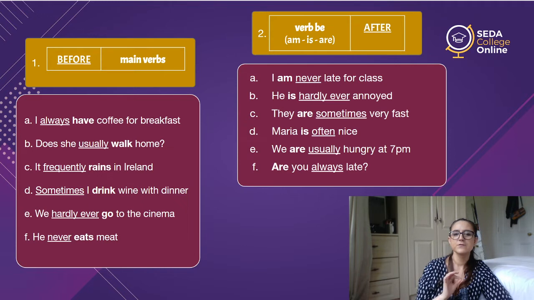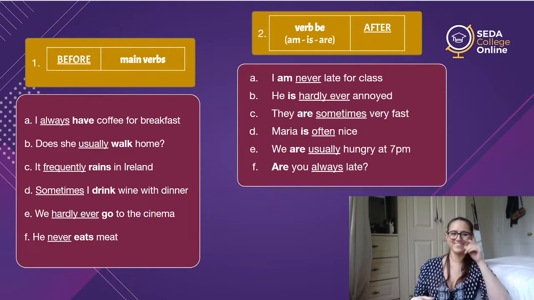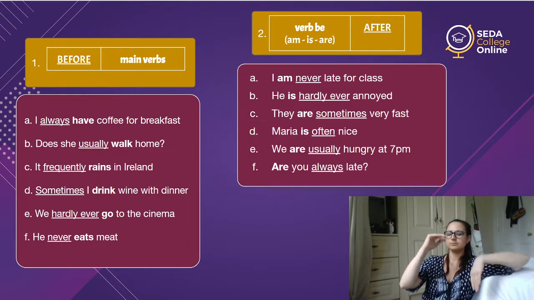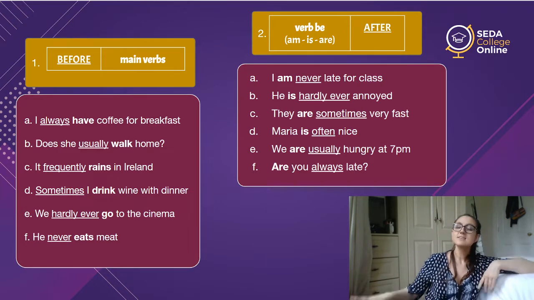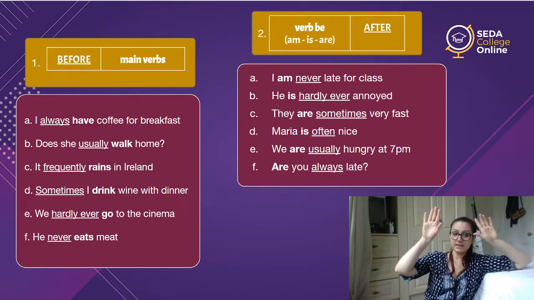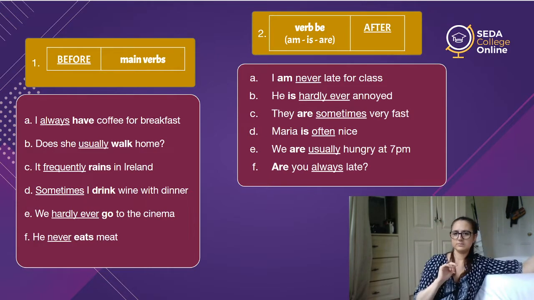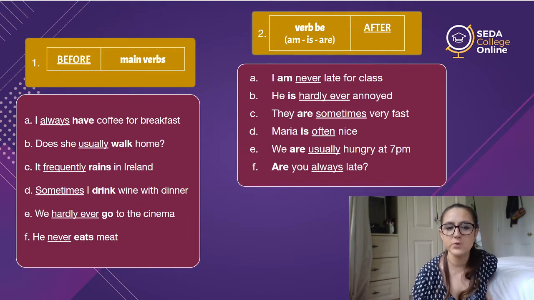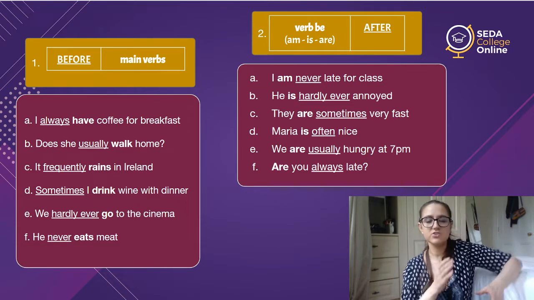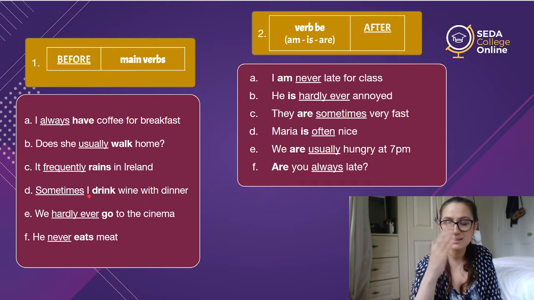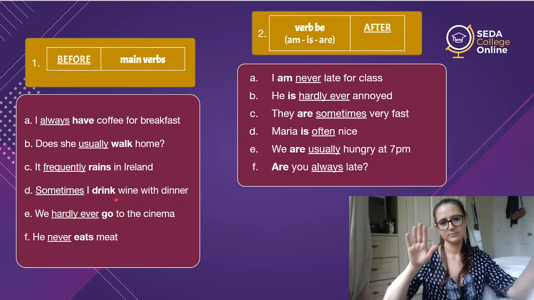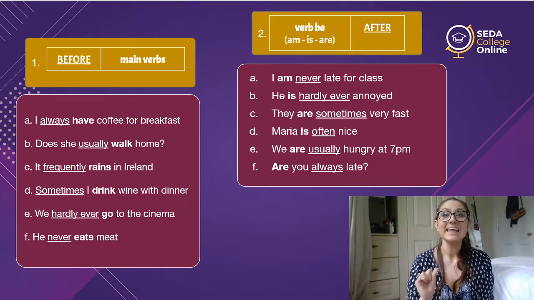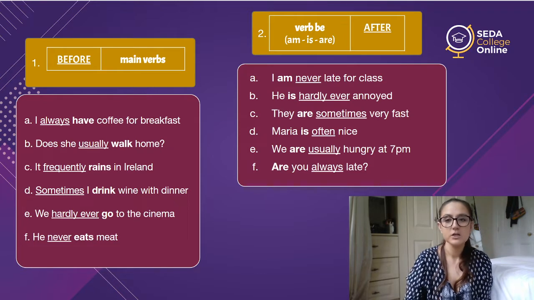C, it frequently rains in Ireland, which is very true. So frequently rains. Frequently, adverb; rains, main verb. D, sometimes I drink wine with dinner. Because you won't say "sometimes drink I wine with dinner." You can have other things in the middle, but adverb, main verb. E, we hardly ever go to the cinema.